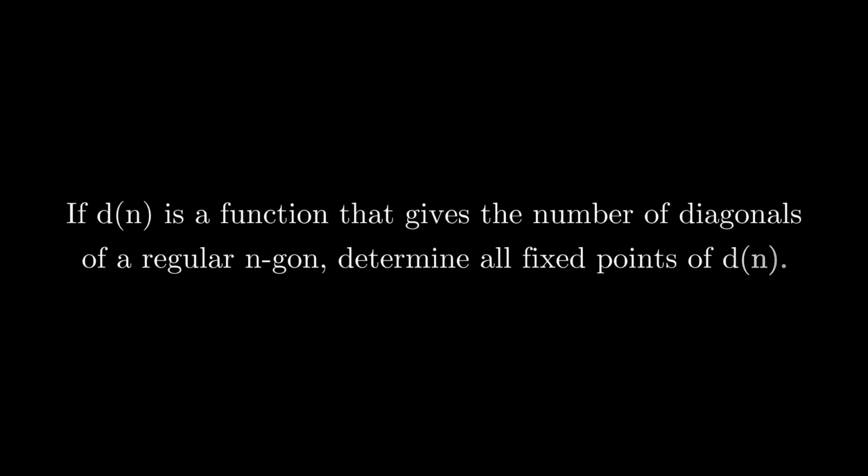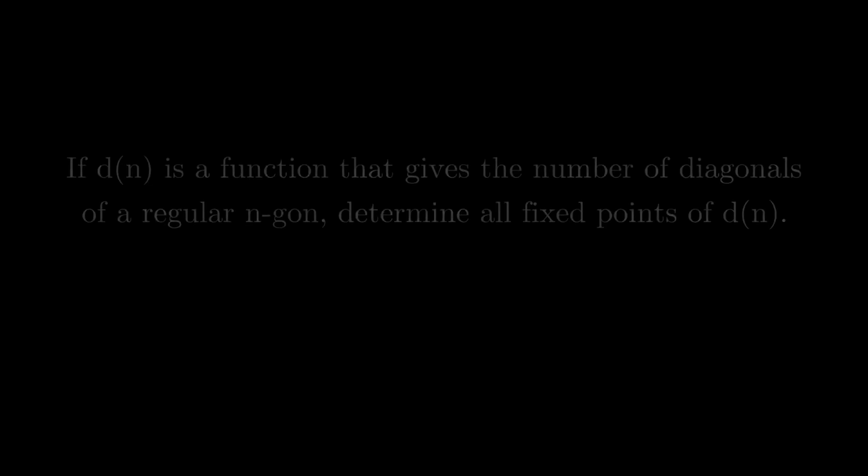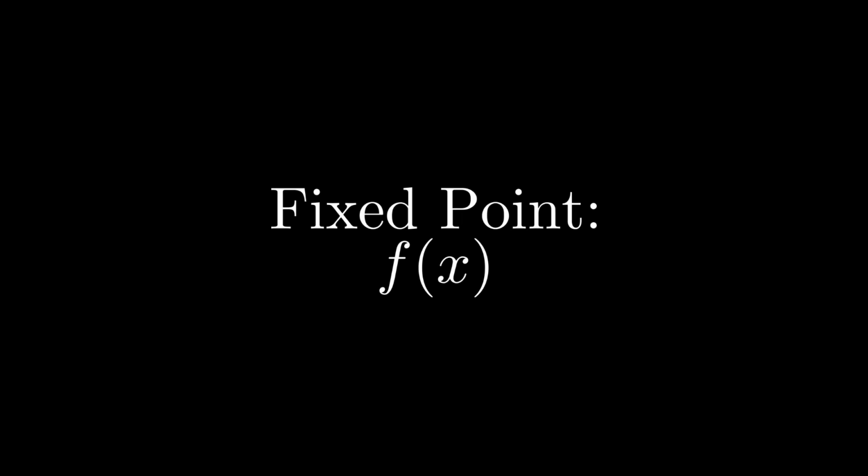If d of n is a function that gives the number of diagonals of a regular n-gon, determine all fixed points of d of n. First, recall that a fixed point of a function f is a value n for which f of n equals n.